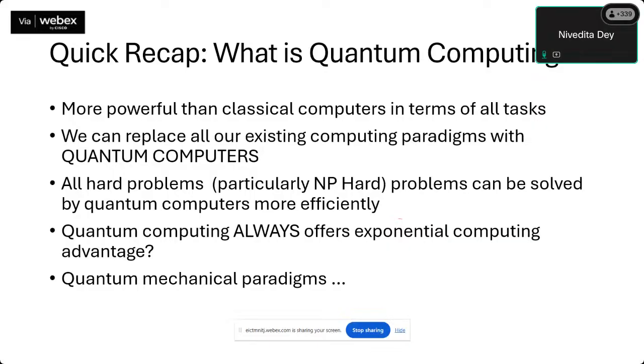Okay. And the next one was the quantum mechanical paradigms, where we have seen the fundamentals of superposition, entanglement, the no cloning theorem, and also the very basics of teleportation, as well as measurement, which I also want to talk about today, maybe through some maths. That is our plan.